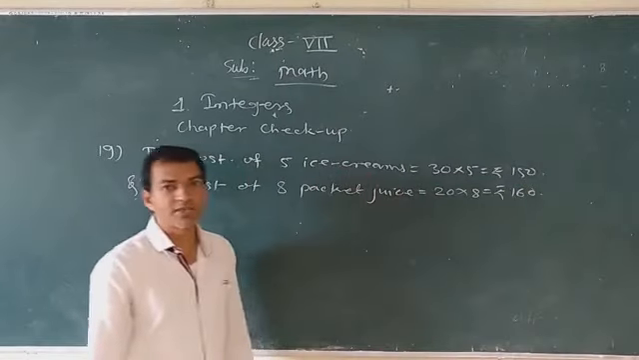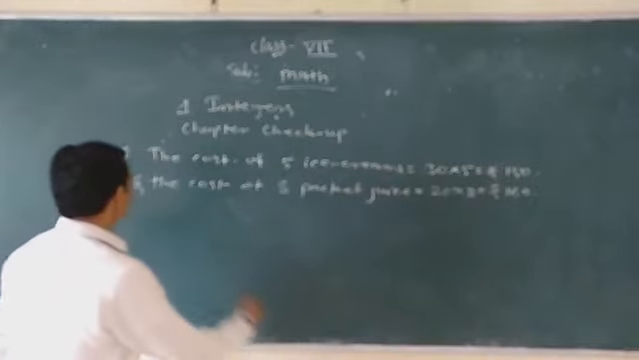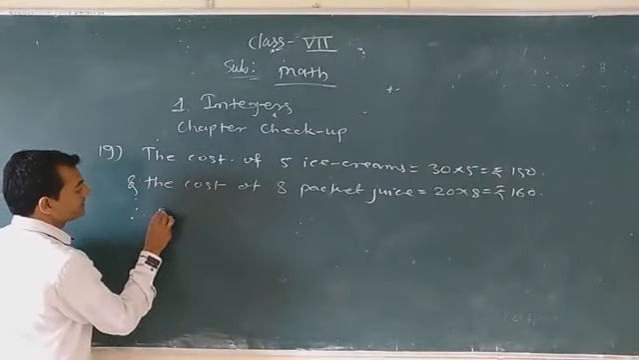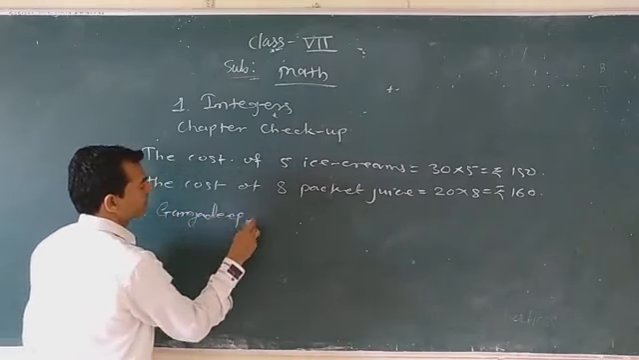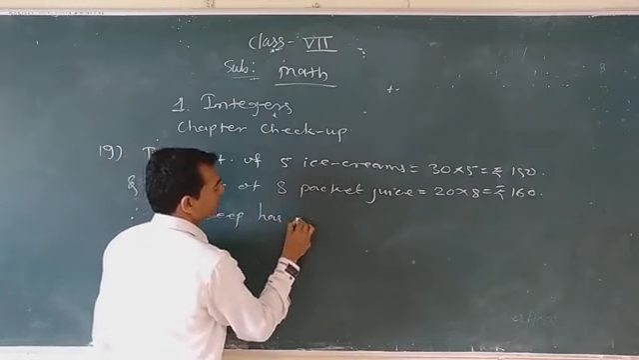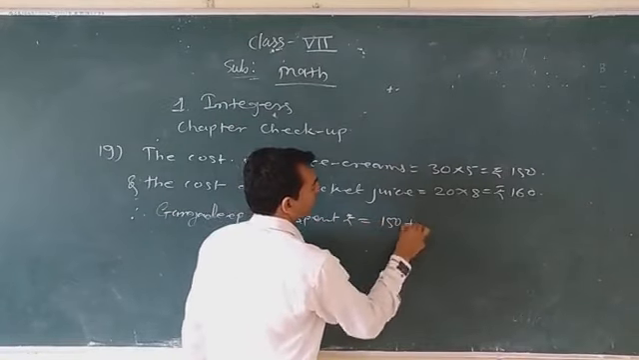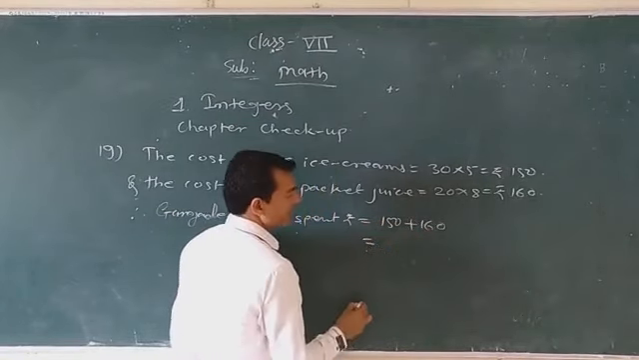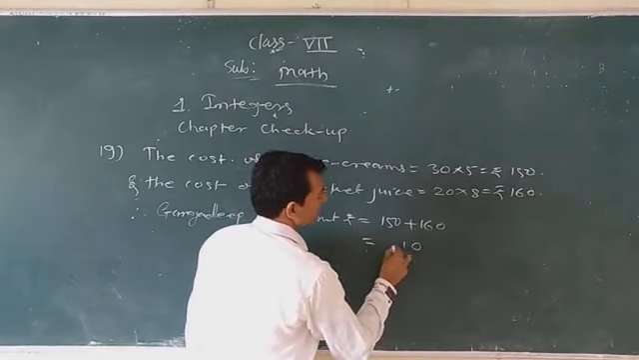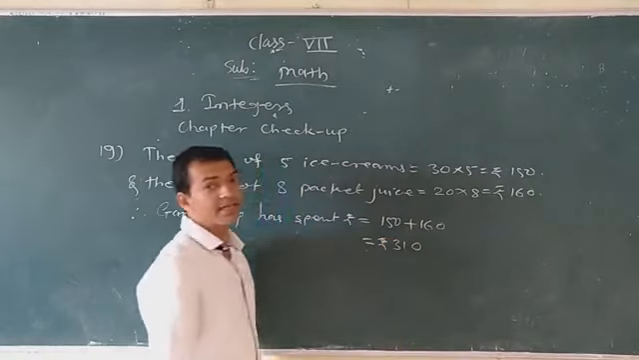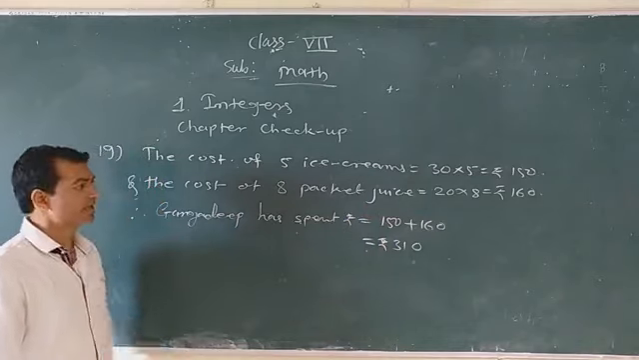So what is the total cost? How much money did Gangadip spend at the shopkeeper? That we have to find out. So therefore Gangadip had spent rupees is equal to 150 plus 160 is equal to how many? 150 plus 160, that is 310. That is 310 rupees spent by Gangadip. Okay, understood this one? Okay, write down.